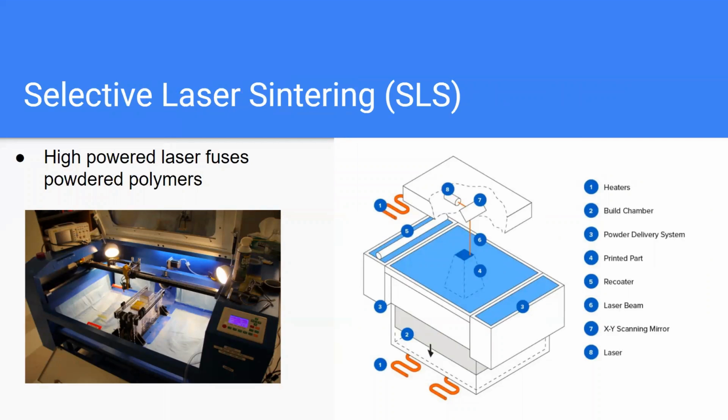The next type is selective laser sintering. This uses a high-powered laser to fuse small particles of polymer powder into a solid structure based on a 3D model.